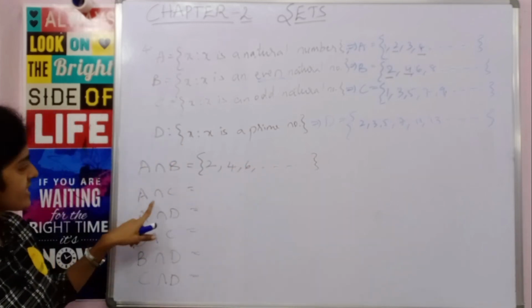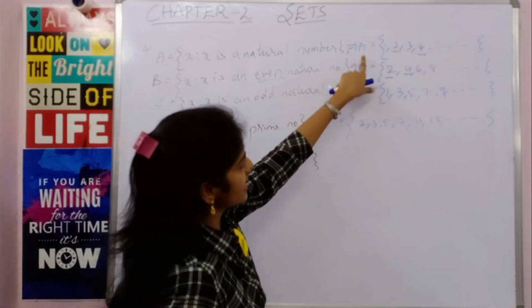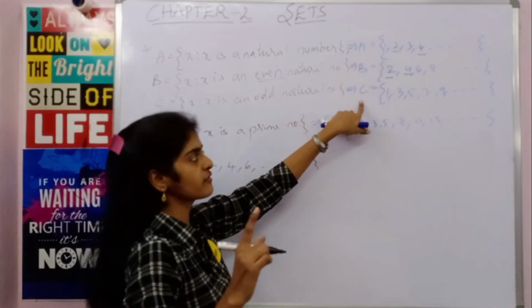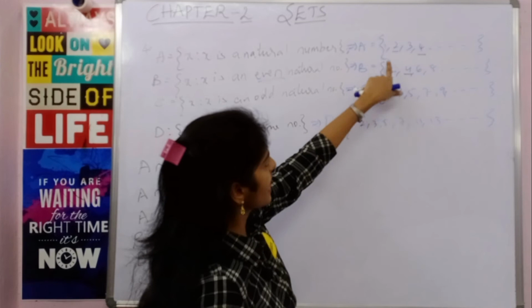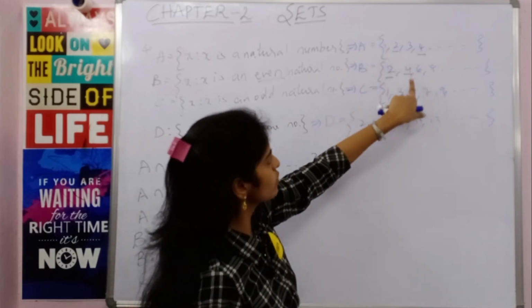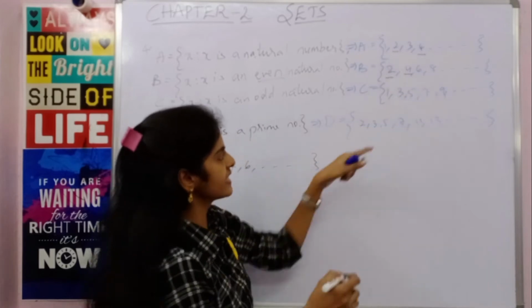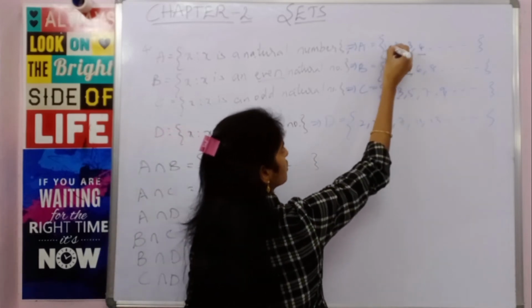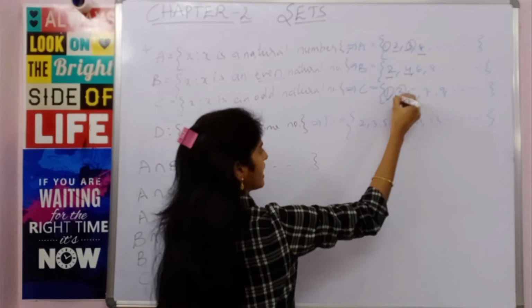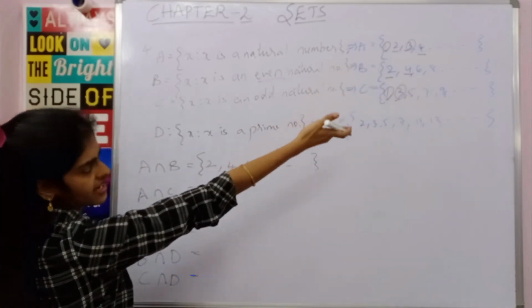Now what is A intersection C? A intersection C means the common elements of A and C you want. In A and C, 1 is there in A and in C, and 2 is there in A but not in C. Now you have 3 in A and 3 in C. So 1, 3 you have in both A and C. Next you will have 5 in A and 5 in C also.